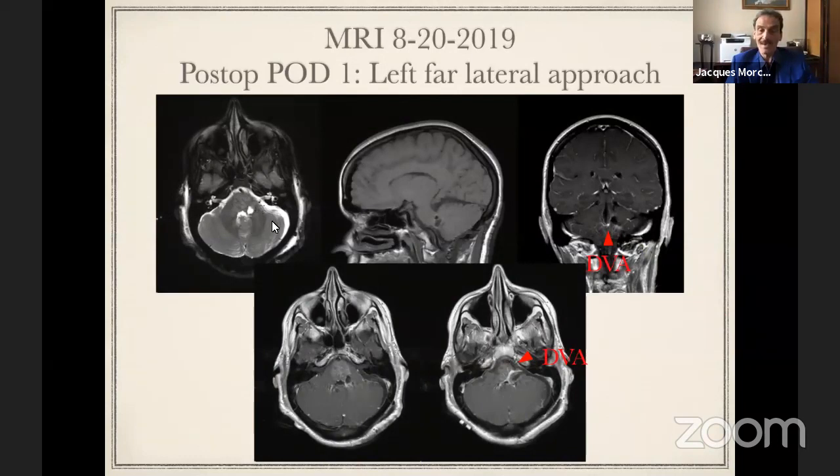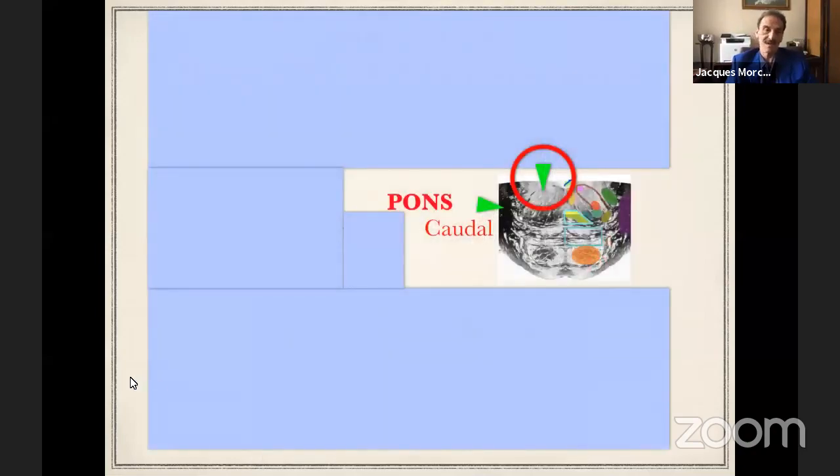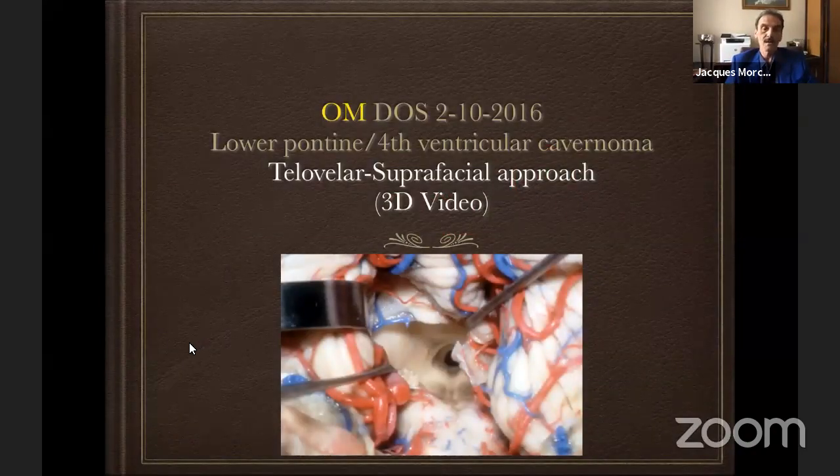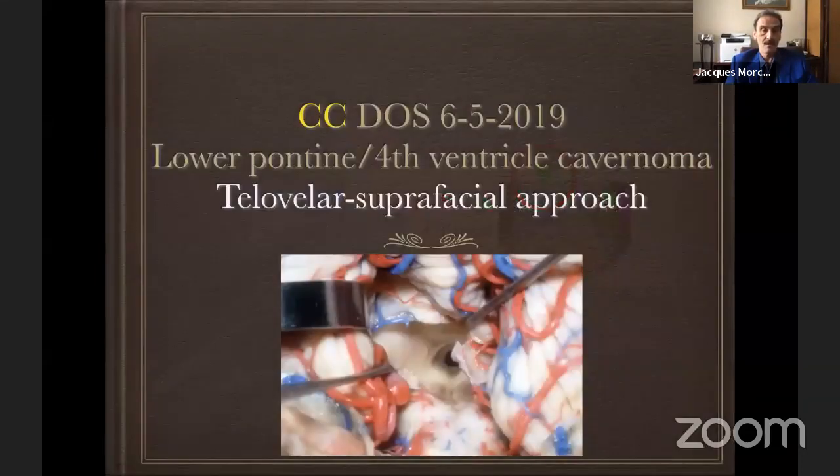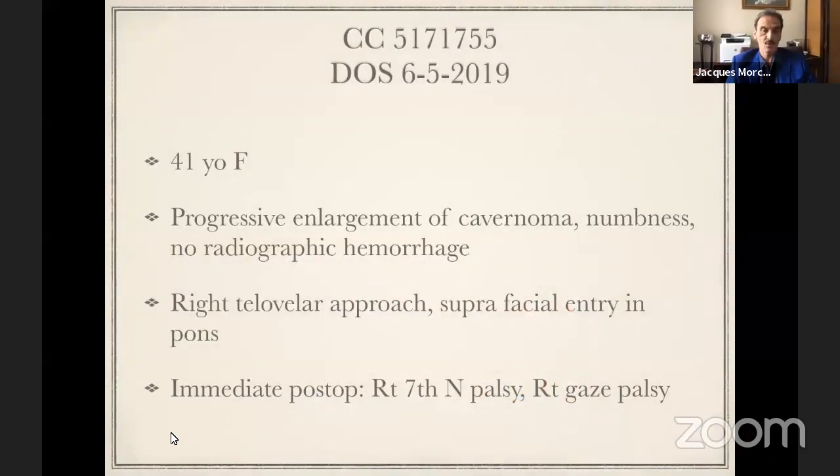So again, an example of how you come from far lateral instead of going through the floor of the fourth ventricle. And look at the DVA preserved at the end of the case. I apologize, I will skip through those. I will show you one final medulla case and then the conclusion. I'll skip those examples.